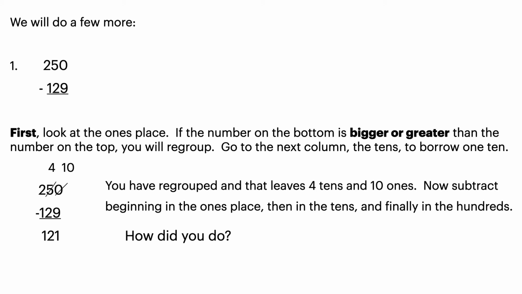Number 1, 250 minus 129. First, look in the ones place. If the number on the bottom is bigger or greater than the number on the top, you will regroup. Go to the next column, the tens, to borrow 1 ten. You have regrouped, and that leaves 4 tens and 10 ones. Now subtract, beginning in the ones place, then in the tens, and finally in the hundreds. How did you do?